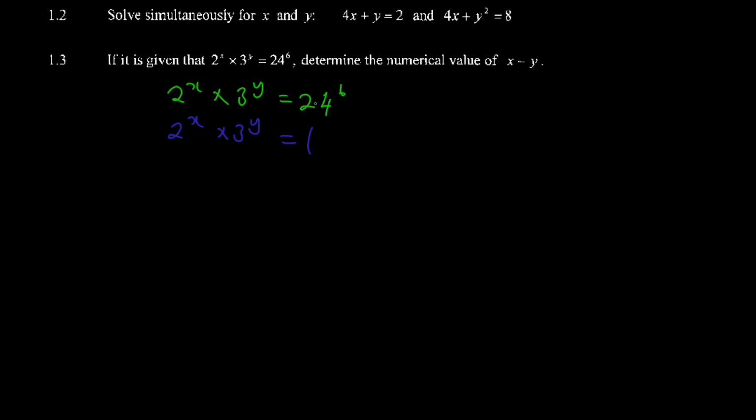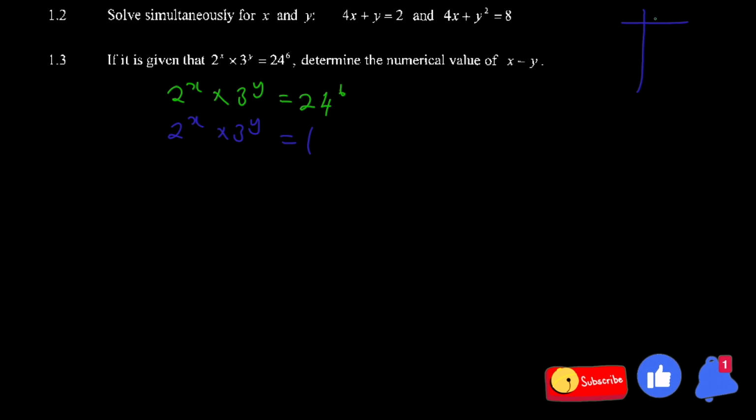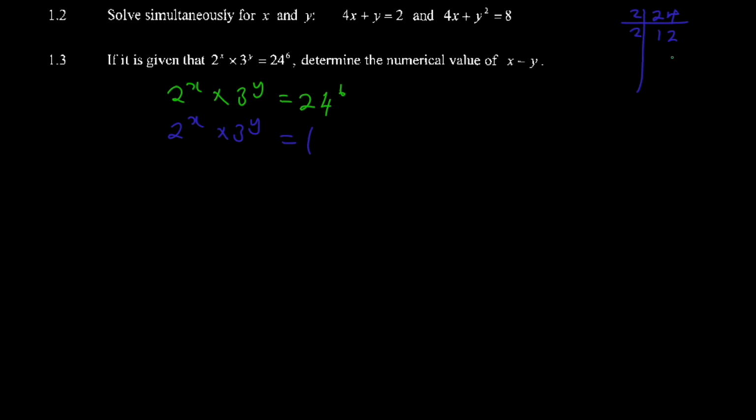So I'm going to substitute 24 is equal to what? You can do a T diagram if you want, if you're not really sure. So you can say 24 here, then you get 2 into 24, then you get 12, then 2 into 12, then you get 6, then 2 into 6, then you get 3, then 3 into 3, then you get 1. Okay, so 24 is actually equal to 2 by 2 by 2, so this is 2 cubed, then multiply by 3. Okay, already you have the 6 here.